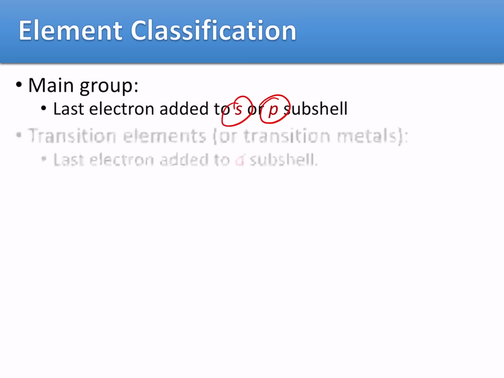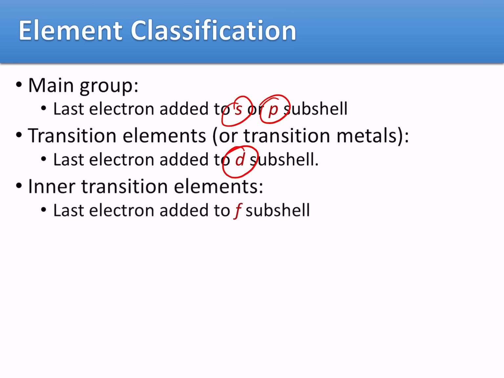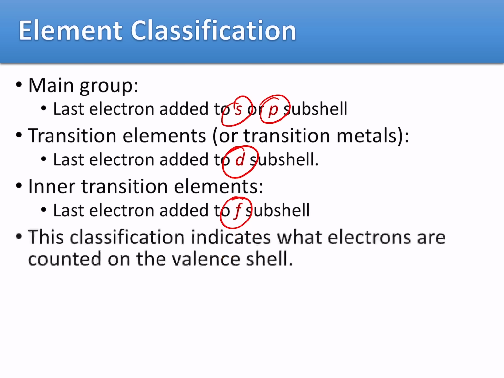The transition elements are basically all metals. The last electron for a transition metal goes into a d orbital, and for the inner transition elements, the actinides and the lanthanides, the last electron goes into an f orbital. So now you can classify elements according to their electron configuration, just by remembering where the last electron that you put in that configuration goes. And that also tells you which electrons you can consider as valence electrons.